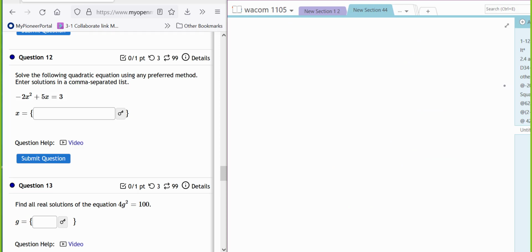So for number 12, you have two choices. You want to get your 3 on the left-hand side. Go to standard form, and you could try factoring or quadratic formula.